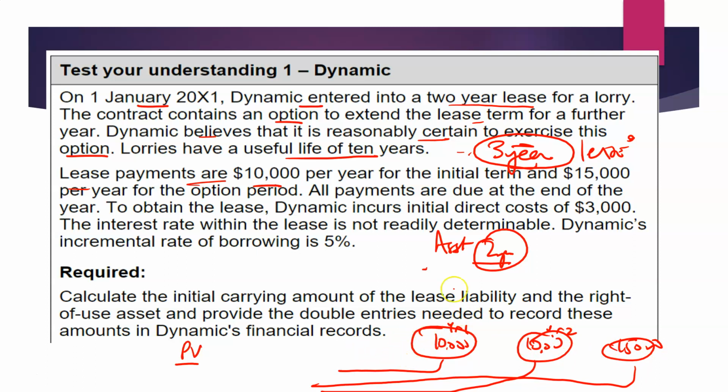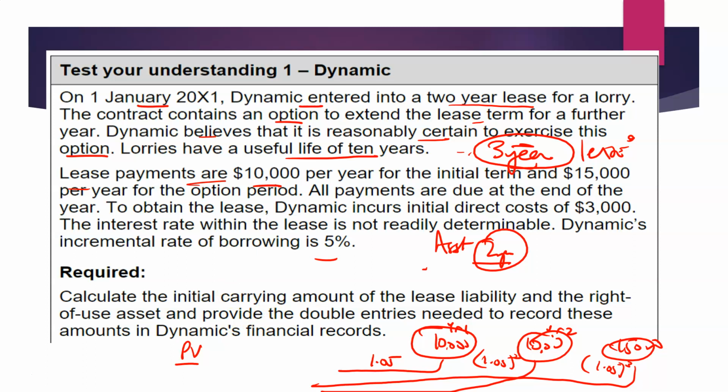And I know that this is being done, it says the incremental rate of borrowing is 5%. So I literally want to discount this. So I divide this by 1.05, I divide this one here by 1.05 squared, and I divide this by 1.05 cubed. Right, and I'm just going to do that right now.